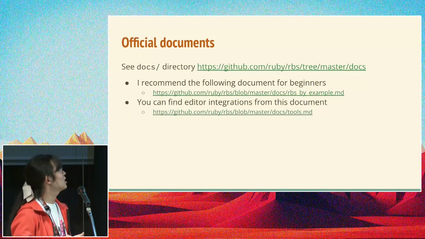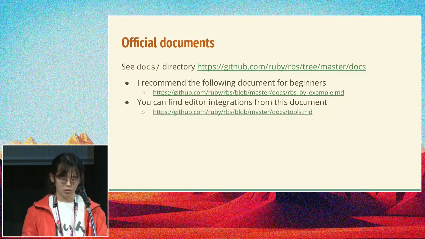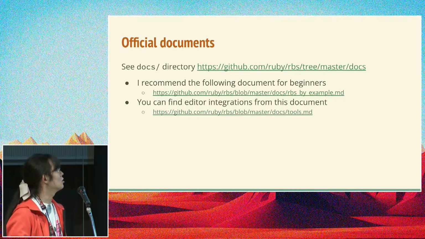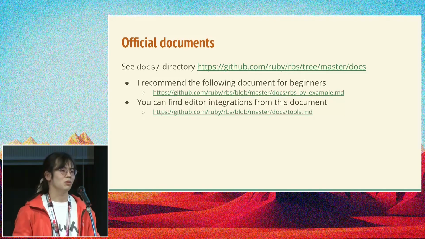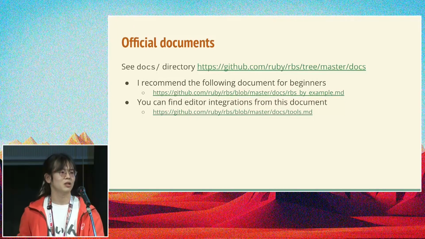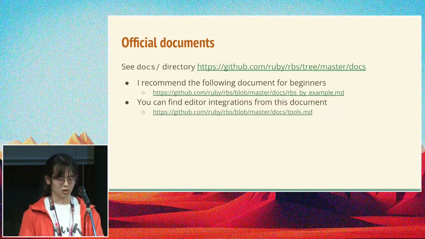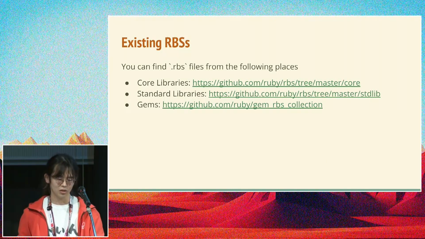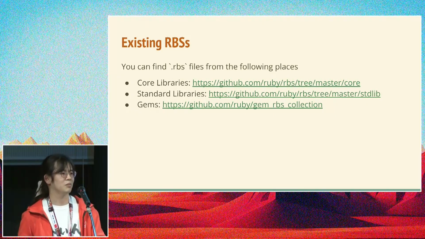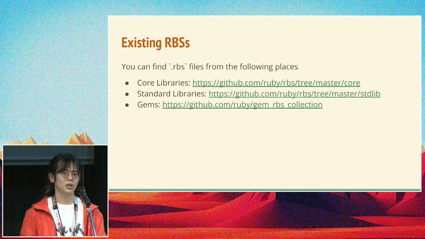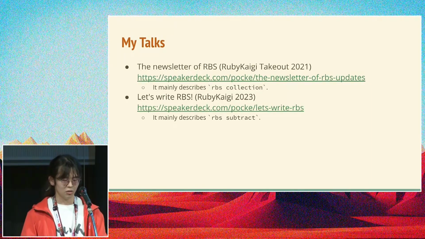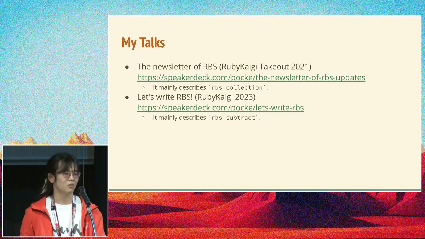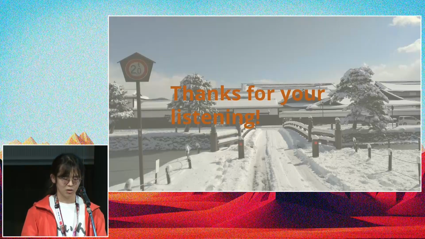And for official documents, the docs directory is recommended, and RBS by Example is a good material. You can learn RBS by looking at examples, and I think that's a very good starting point to learn RBS. And where the current RBS exists, core and standard library and gems, what kind of libraries are there would be understood if you look at this document. And also my past talks can also be a good reference material. Thank you very much for your kind attention.